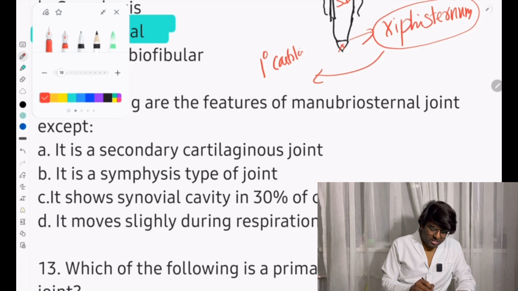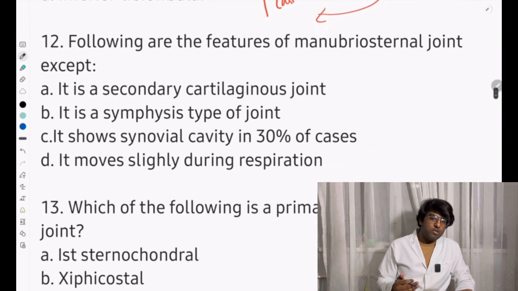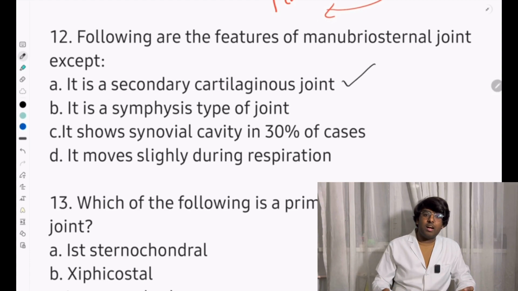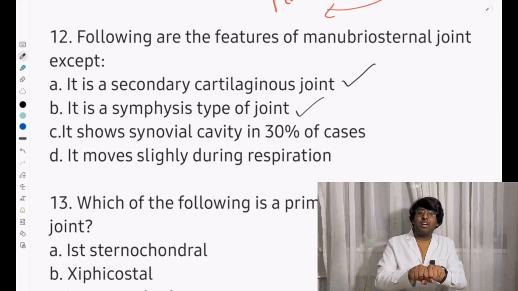Following are all features of the manubriosternal joint except, and they are asking about the exceptional case. Okay, let's discuss all the options here. Then it is a kind of secondary cartilaginous joint. Yes, it's right. Then it is a symphysis type of joint. Yes, it's a symphysis joint. Symphysis means that they are fixed by the cartilage.